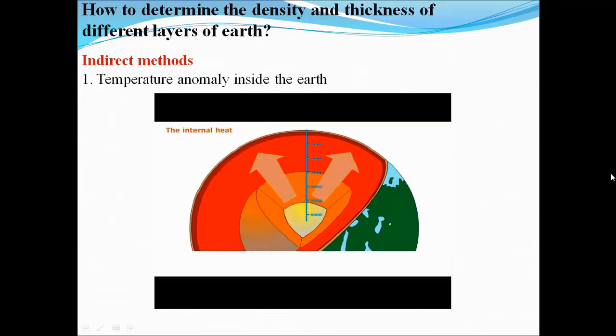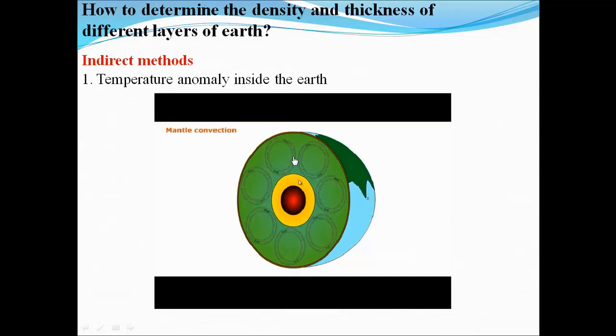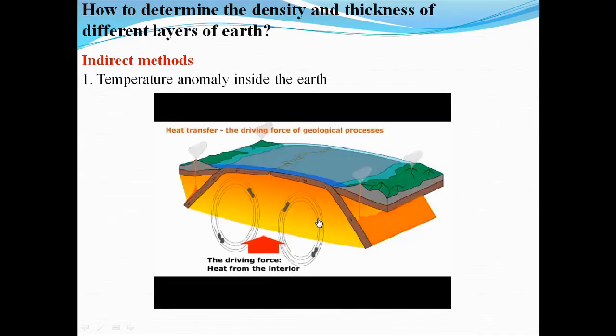One of the very significant reasons behind the heat anomaly is the convection currents. This is called the mantle convection. From the outer core, the heat that radiates, or heat that passes from the core towards the Earth's crust, generates internal heat in the process.